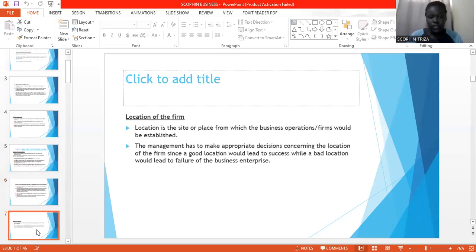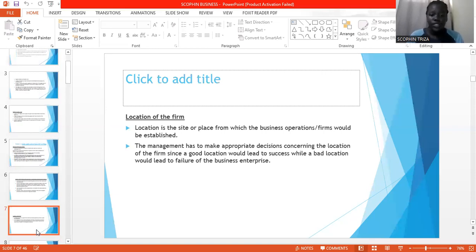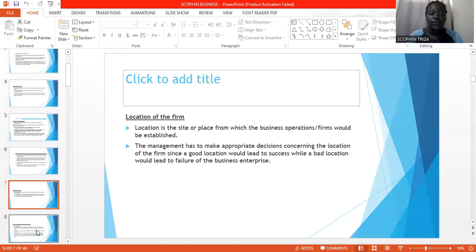Now, let's look at location. Location is a site or place from which a business operation or farm will be established. The management has to make appropriate decisions concerning the location of a farm, since a good location will lead to success, while a bad location leads to failure of a business enterprise.